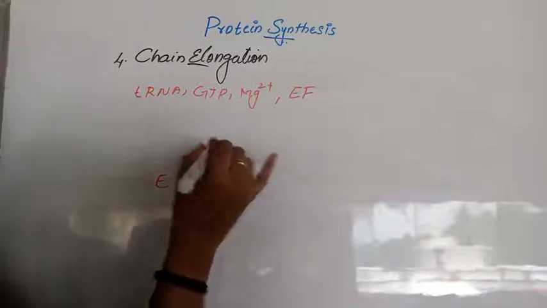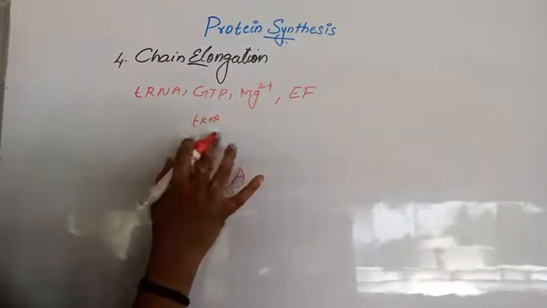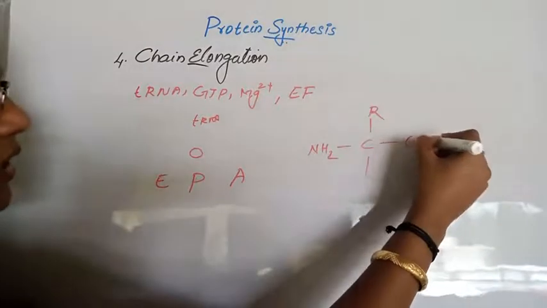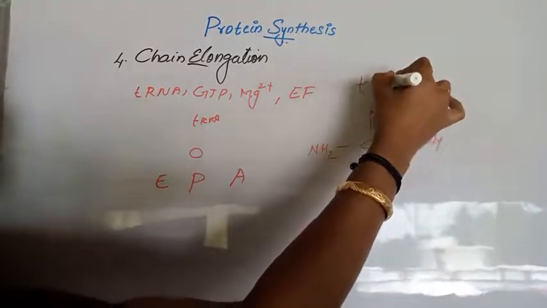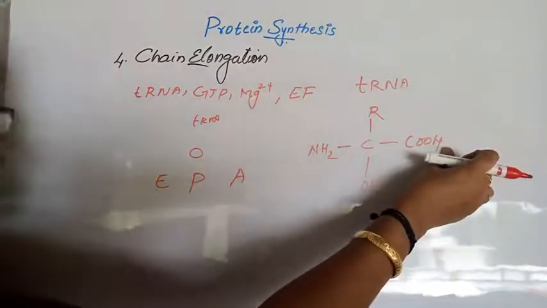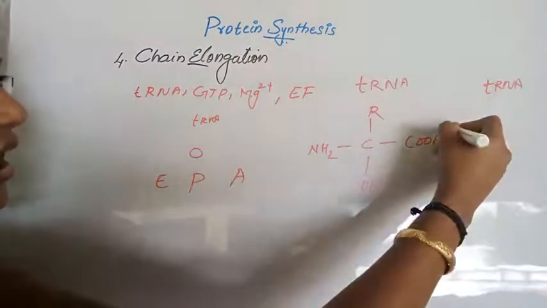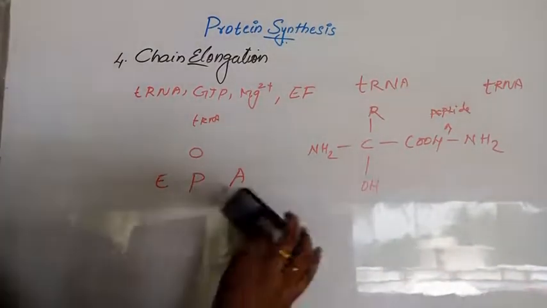E site, P site, A site. When a tRNA comes along with one amino acid, suppose this is the amino acid, and I hope you know the structure of an amino acid. It has a carboxyl group, this is R, and this is the amino terminal and carboxy terminal. When a tRNA takes this amino acid and comes here, the carboxyl group is free now. So the amino group of another amino acid can come with another tRNA and join this. This is called a peptide bond, the bond between a carboxyl group and an amino group. So peptide bonds can be easily formed, and more and more amino acids can be joined one by one.